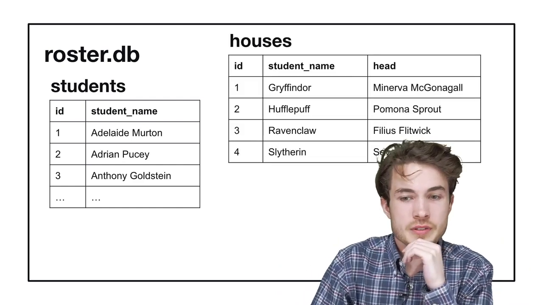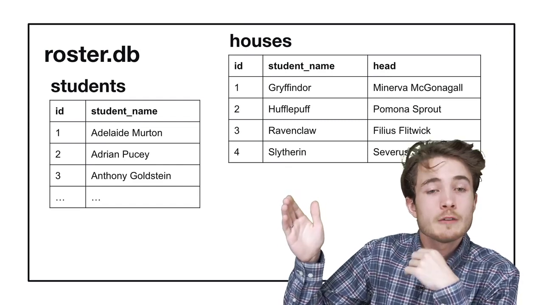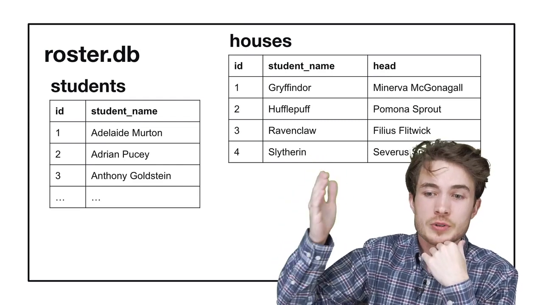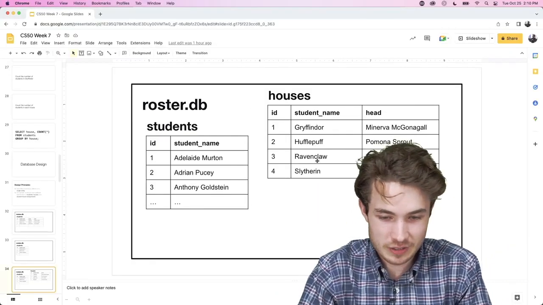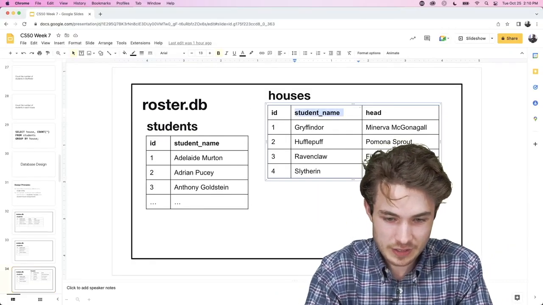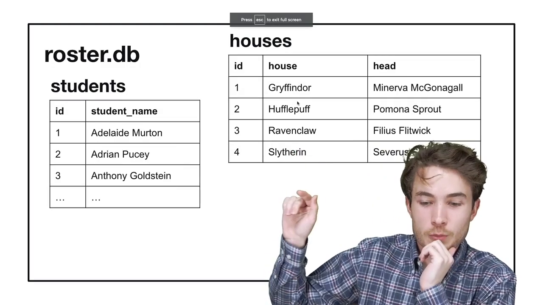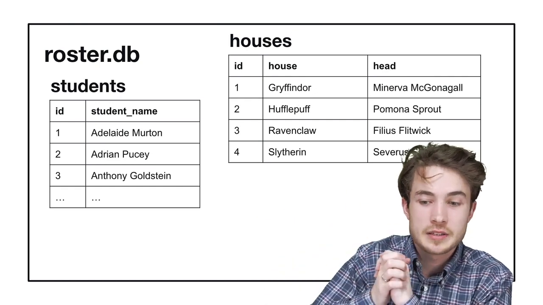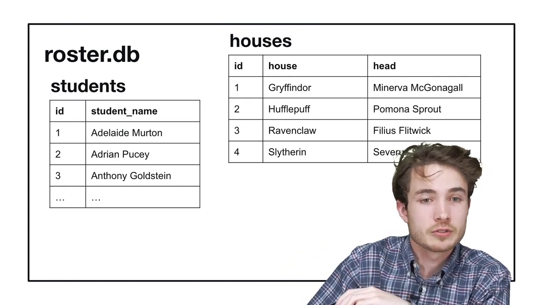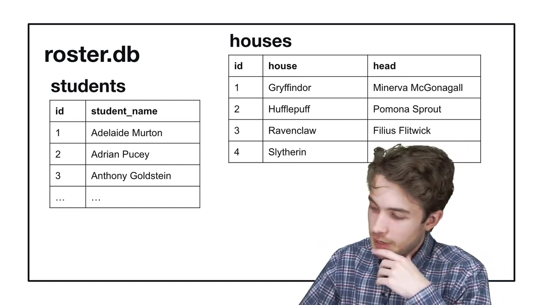We'll call it houses. And notice how in this table called houses, we have some new IDs for each of these houses. But now we have, well, in this case, it's called student name. Let me fix that. That should be house in this case. House called Gryffindor, Hufflepuff, Ravenclaw, and Slytherin. And then the head of that house, like Minerva, Pomona, Phileas, and Severus. So we now have our own separate table for houses.